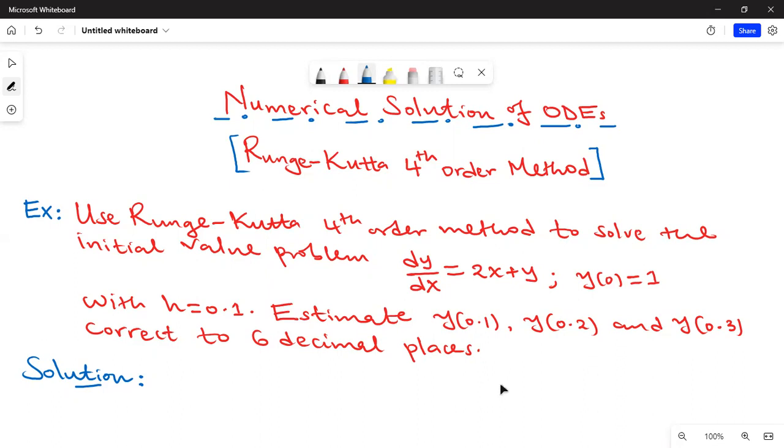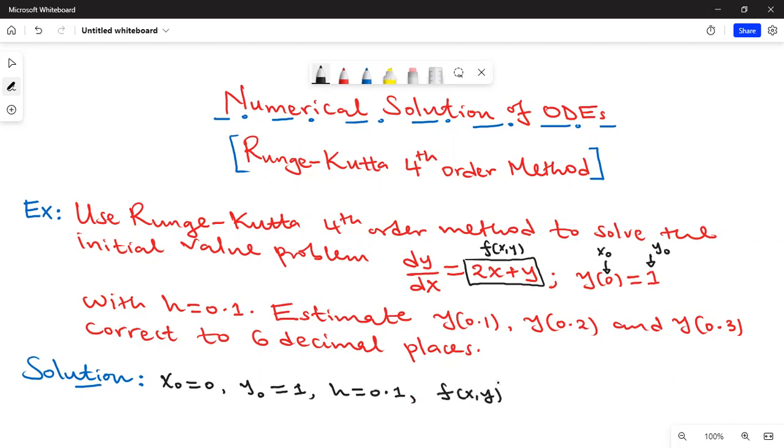Remember, we have to start from the iterative formula. But before I look at the iterative formula, let's look at our ODE. dy/dx = 2x + y. The 2x + y here is our f(x,y). The initial condition at 0, that is our x0, and 1 here is our y0. So you can write here that x0 = 0, y0 = 1. We know h = 0.1, and f(x,y) = 2x + y.